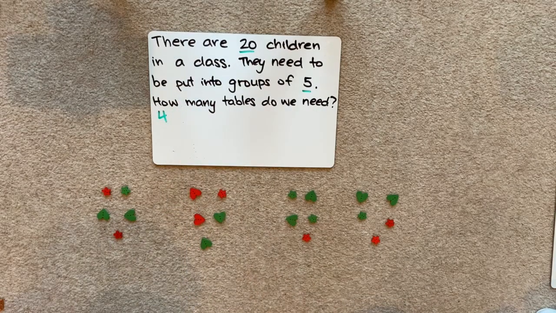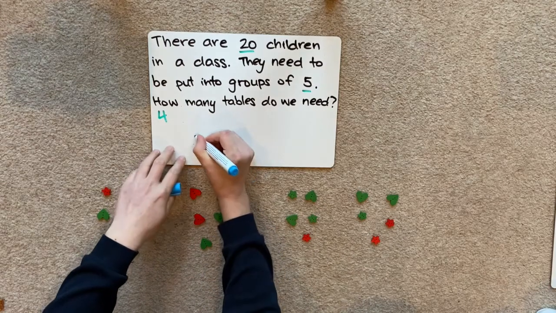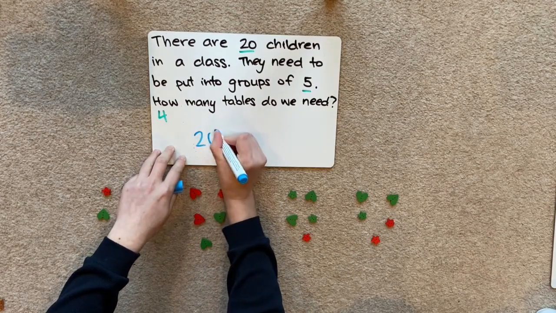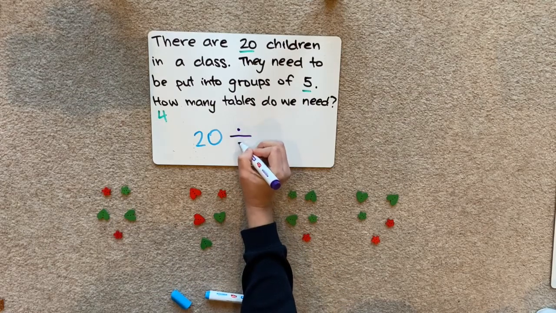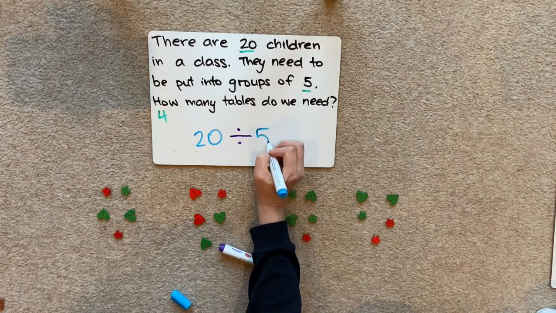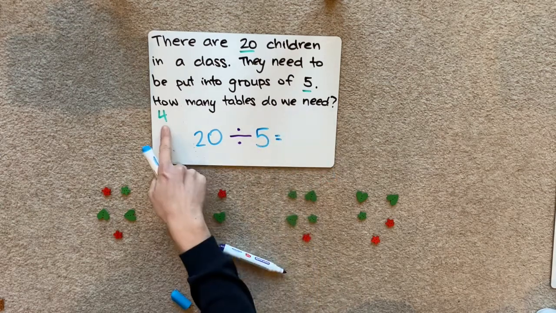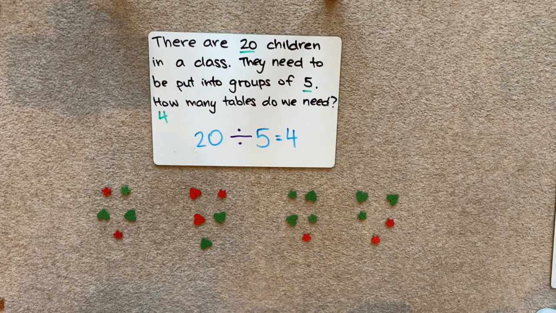So what's our number sentence? Our altogether number's first. 20 divided by 5 equals 4. And we've got one last example.